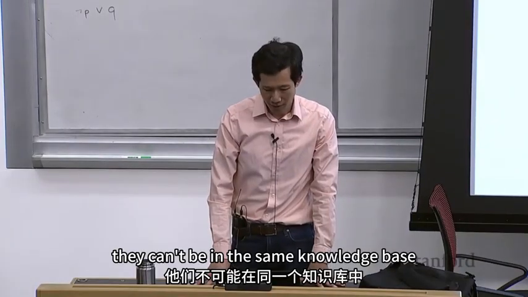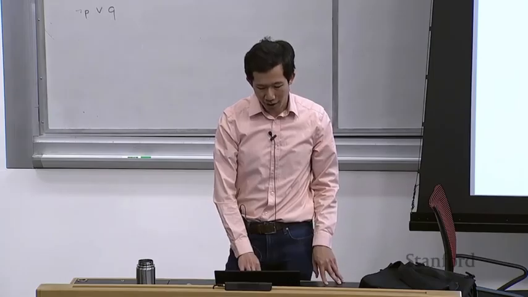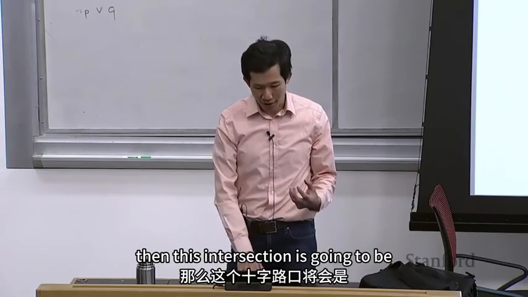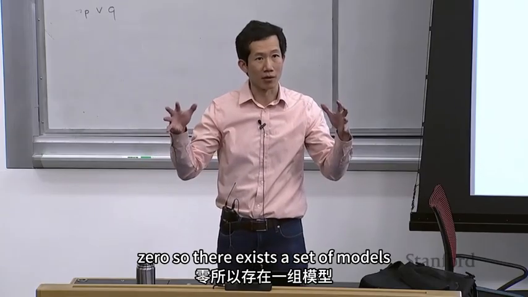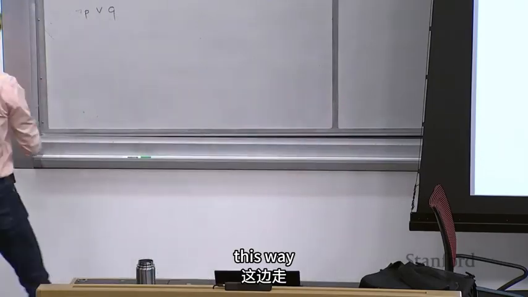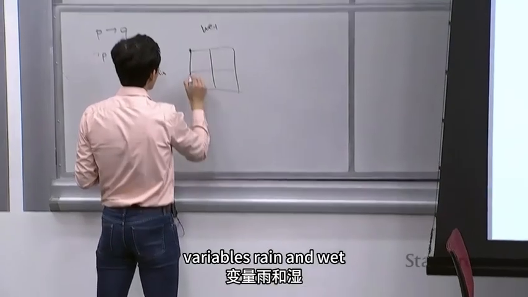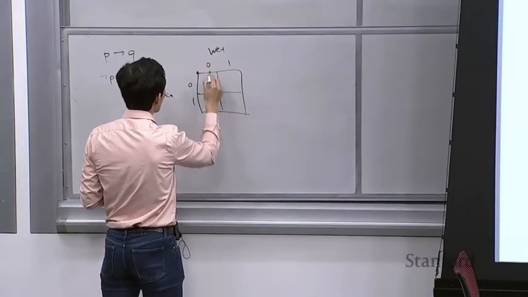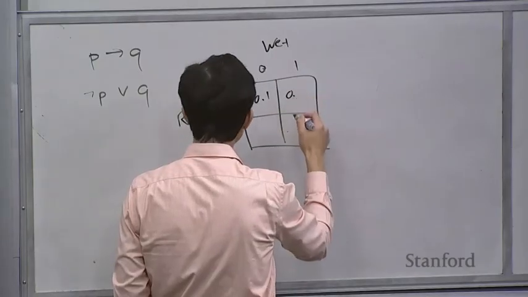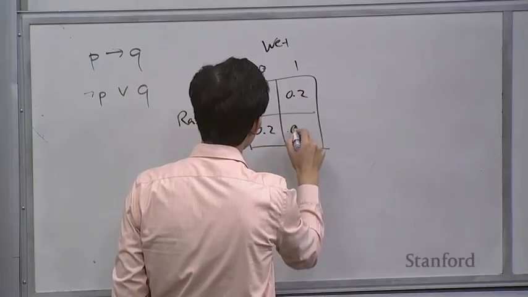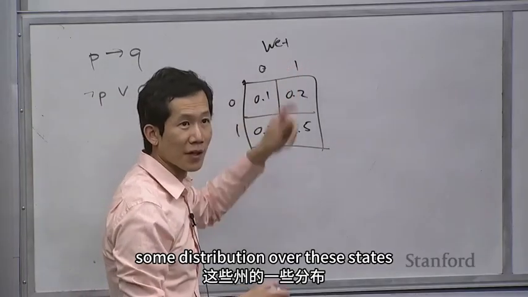Contradict, they can't be in the same knowledge base. If you have two formulas that contradict, then this intersection is going to be 0. So there exists a set of models. So let me do it this way. So imagine you have these two variables, rain and wet. A Bayesian network might assign a probability 0.1, I should make these sum to 1, so some distribution over these states, right?